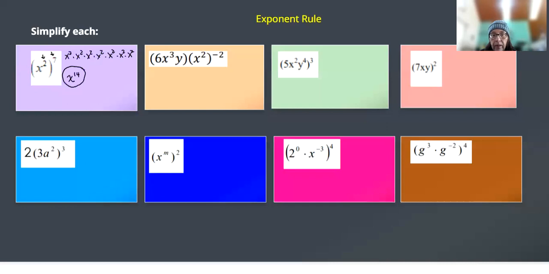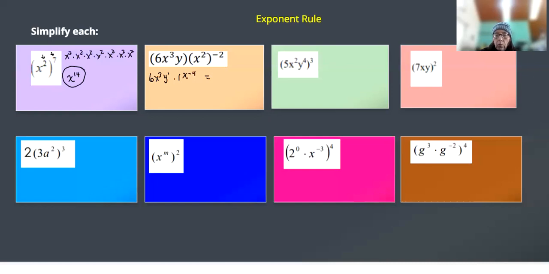All right, let's take a look at the next one. I've got 6x cubed times y to the 1 times, we've got an exponent to an exponent, so we're going to multiply those. 2 times negative 2 is negative 4. If you want to put a 1 out front, you can do that. We had an exponent to an exponent, so we multiplied them.